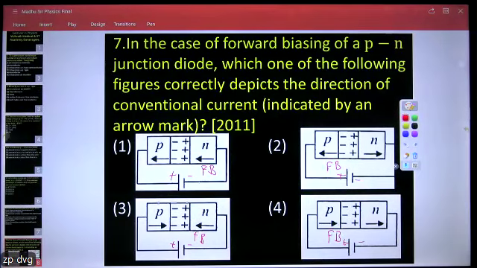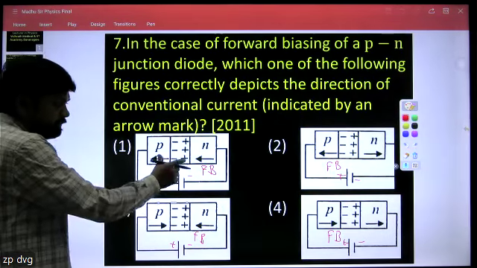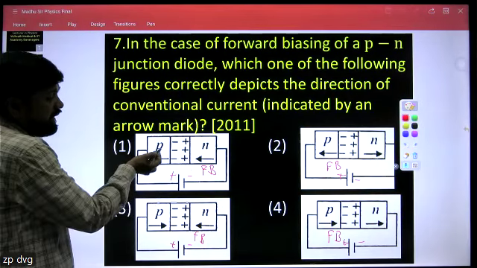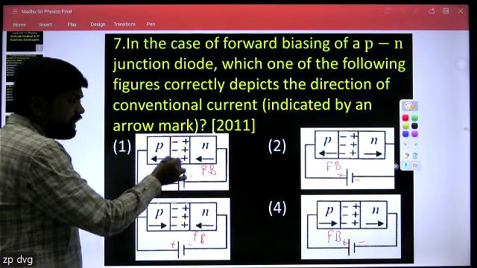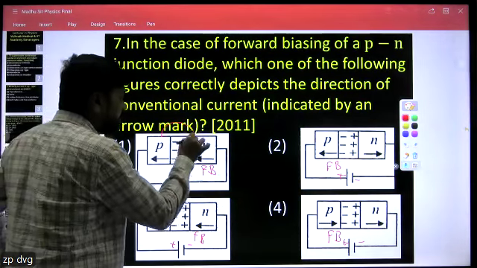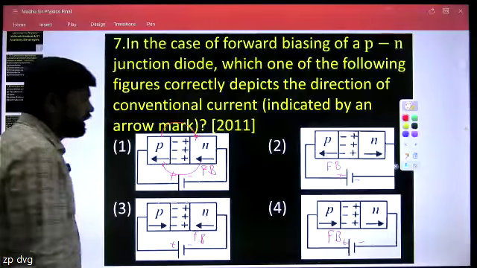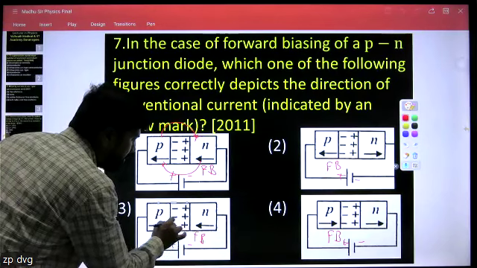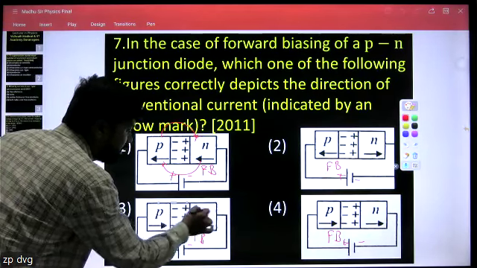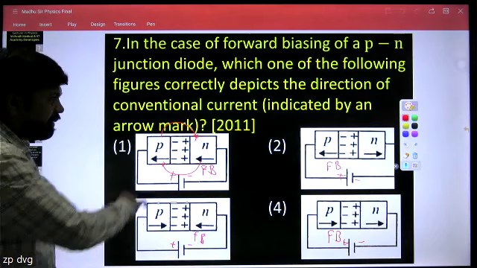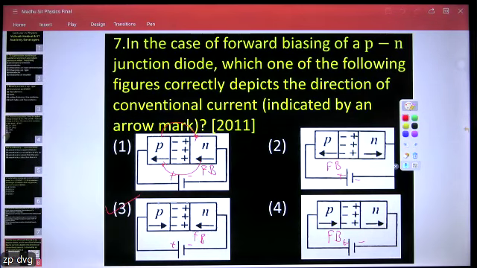But they are asking to calculate direction of conventional current indicated by an arrow mark ಅಂತ ಕೇಳ್ತಾರೆ. Forward bias ಅಂತ ತಕ್ಷಣ the size of the depletion layer gradually decreases. Why ಅಂದ್ರೆ holes are repelled by positive terminal of the battery, electrons are repelled by negative terminal of the battery. As a result, holes move from p side to n side, electron moves from n side to what? P side. Therefore, the direction of flow of current from p side to n side is clockwise, n side to p side ಏನಾಗಿದೆ anti clockwise. Which option is correct among the four options ಅಂದ್ರೆ option 3 is right.